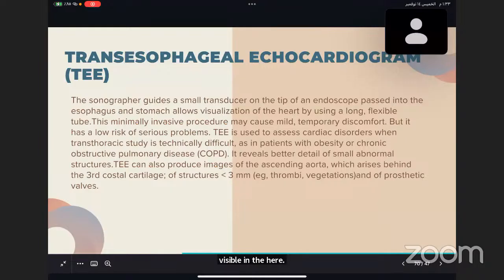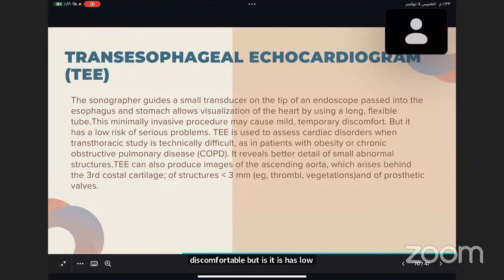Okay. Now we're talking about the transesophageal echocardiogram. It is a sonograph-guided small transducer on the tip of an endoscope passed into the esophagus and stomach, allowing visualization of the heart by using a long and flexible tube. This is a minimally invasive procedure. It causes mild, temporary discomfort, but it has low risk of serious problems.